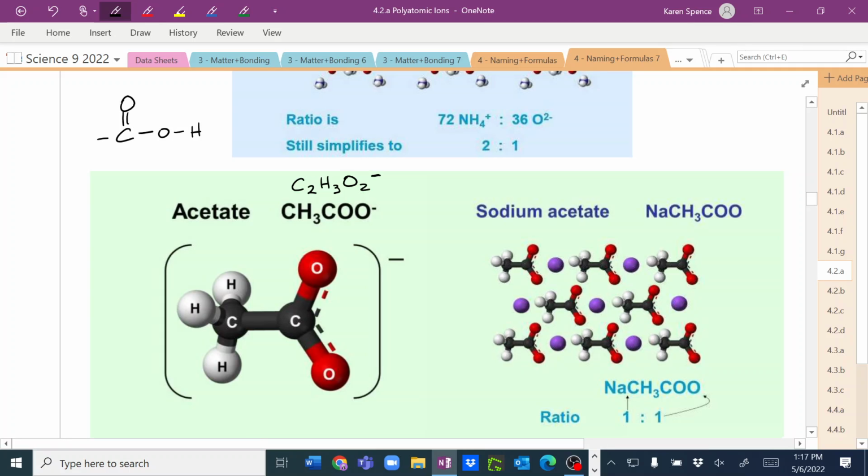You don't need to know any of that. You just need to know that if you're wondering why this is written so funny, that's why. You will see it like this as well, but probably not in my class. I think it's too confusing to have 2 different symbols for the same ion. Okay?